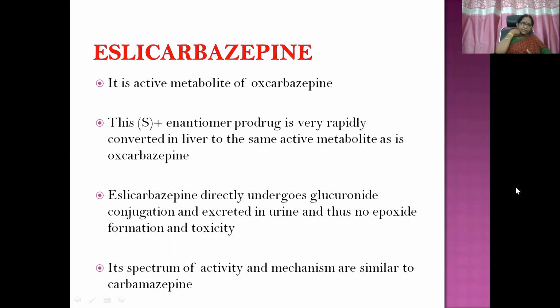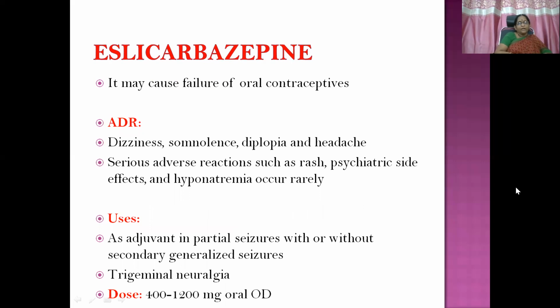So it undergoes glucuronide conjugation and is excreted in urine, no epoxide formation, so no toxicity because of that. Spectrum of activity is similar to carbamazepine. Failure of oral contraceptives occurs because of enzyme induction, even if it is a little less. ADRs: the most common side effects, along with diplopia, headache and psychiatric side effects; hyponatremia occurs but very rarely. Used as adjuvant in partial seizures with or without secondary generalized seizures, and trigeminal neuralgia.